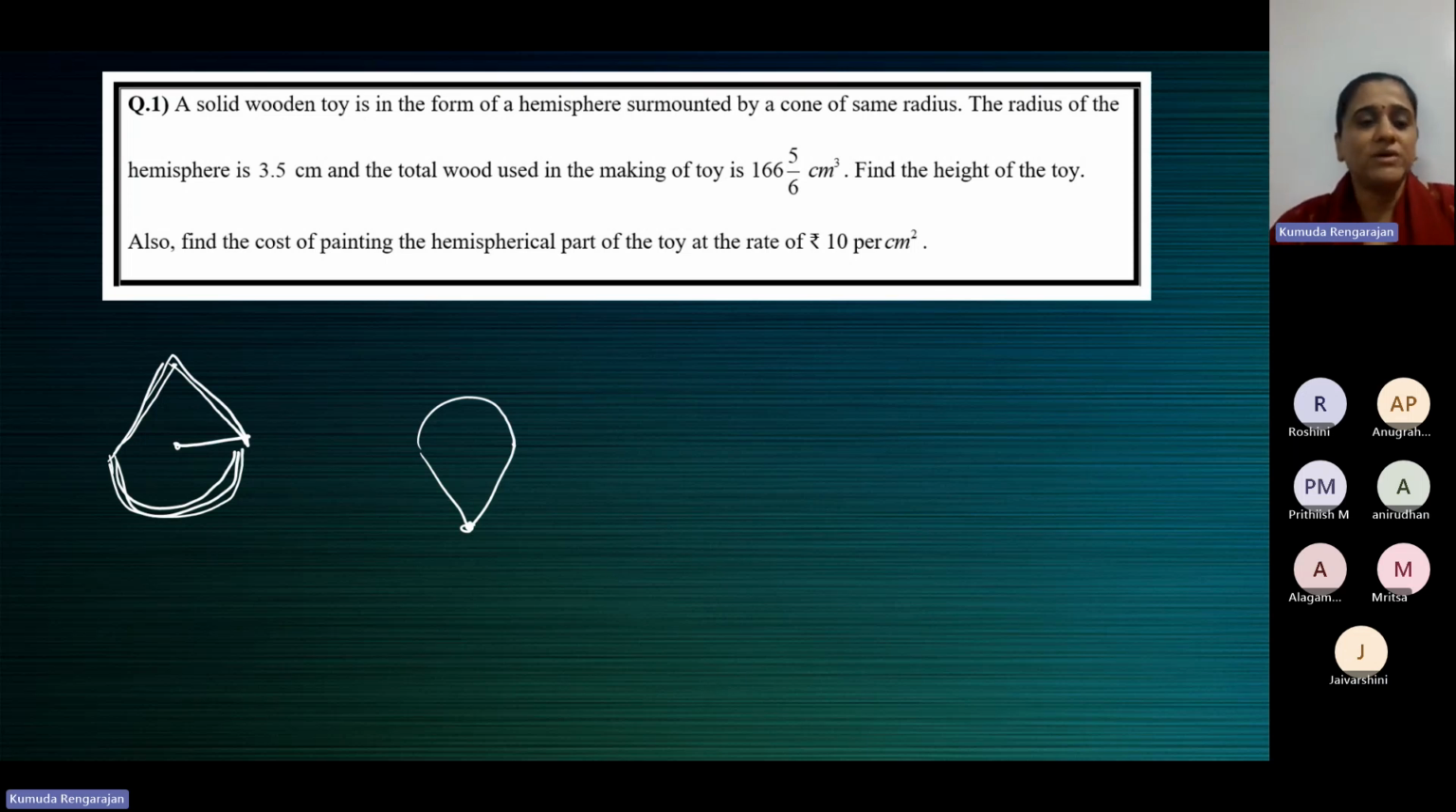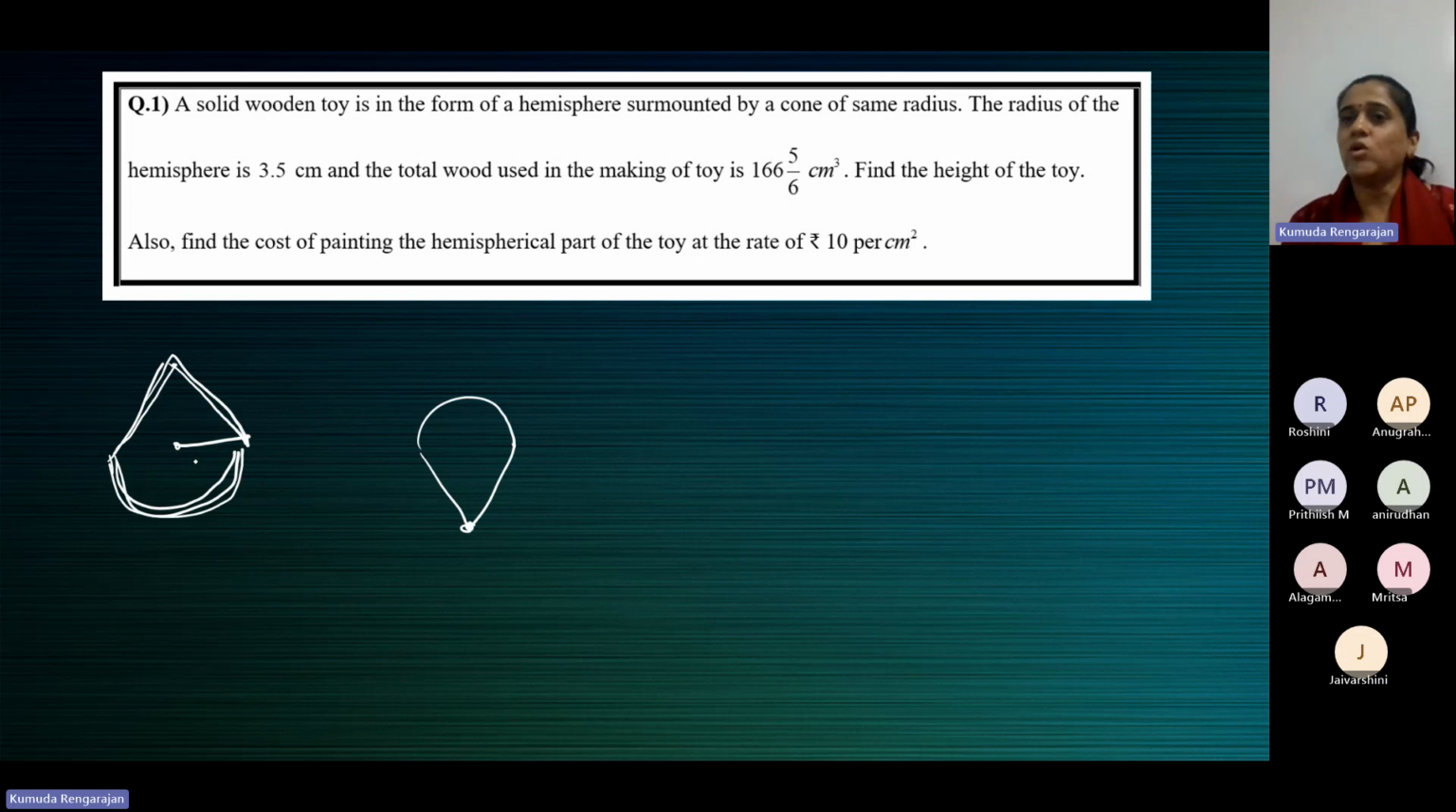Now, before I read the question, let me tell you something. What are the two solids here? Hemisphere and cone. To answer any question, you need what for the hemisphere? Just the radius. For the hemisphere, if you know the radius, you can calculate anything, because for all the formulae for the hemisphere, you have to fill only r there: 2 by 3 pi r cubed, 2 pi r square, 3 pi r square. So if you know the value of r, you can answer anything about the hemisphere.